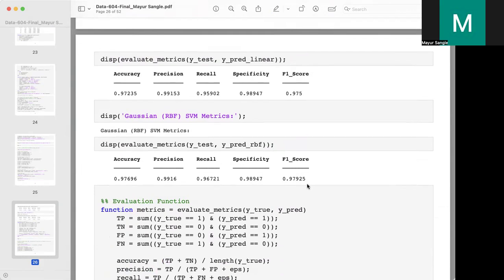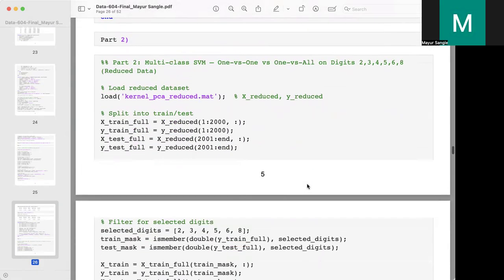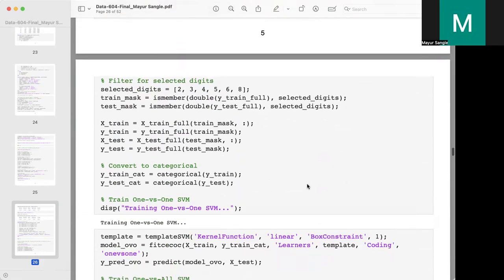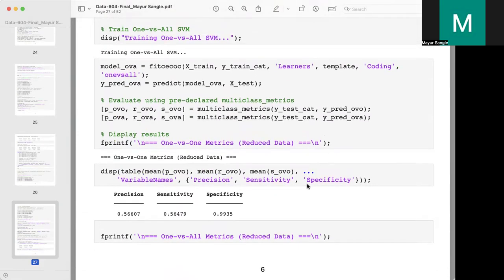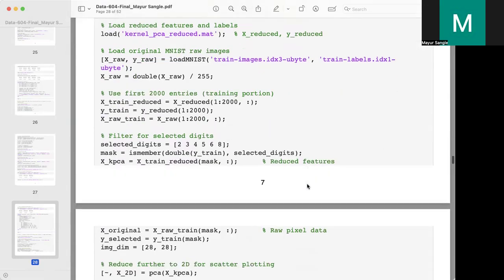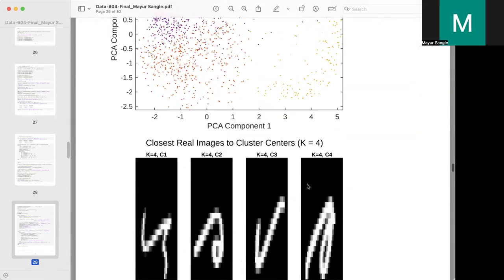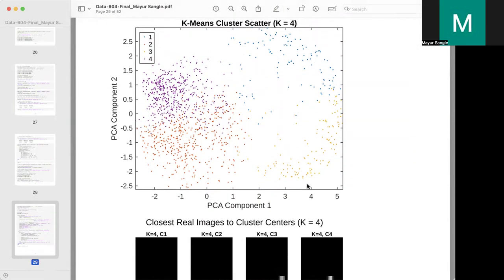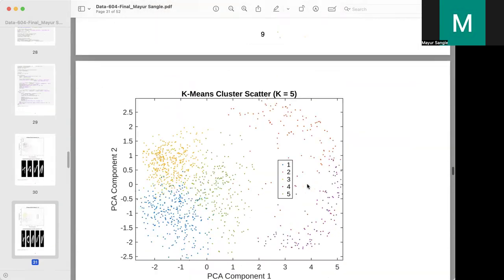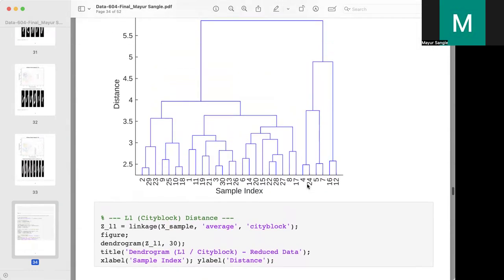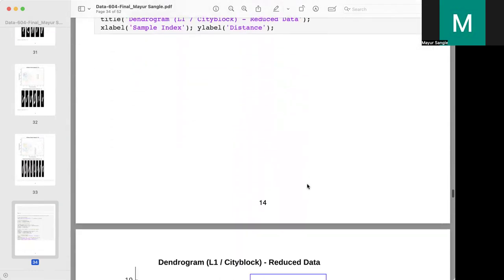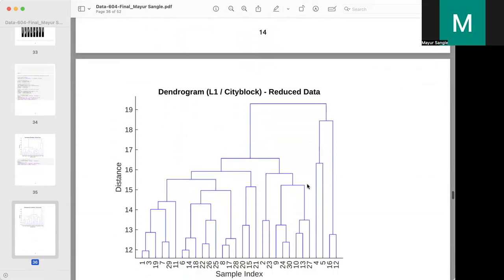For multi-class classification on digits 2, 3, 4, 5, 6, and 8, 1v1 and 1v-all SVMs gave similar performance with precision around 56%. I also ran k-means clustering on the reduced data and visualized the clusters along with the closest real data images, finding meaningful groupings at different k values. Finally, hierarchical clustering with Euclidean and L1 distances was used on a small sample to show clear data similarities. Overall, kernel PCA proved effective in compressing the data while maintaining useful structure.